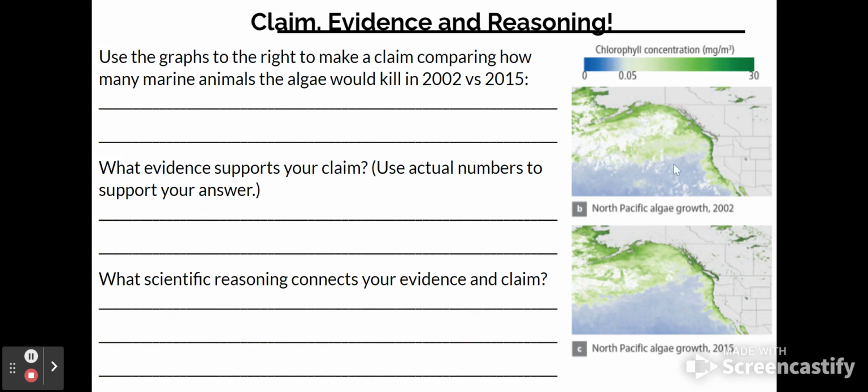Okay, if we're looking at the 2002 versus 2015 graphs, use the graphs to make a claim, comparing how many marine animals the algae killed in 2002 versus 2015. I want you to use numbers to support your answer, evidence from the picture and this legend right here, and then what scientific reasoning would connect your evidence to your claim.